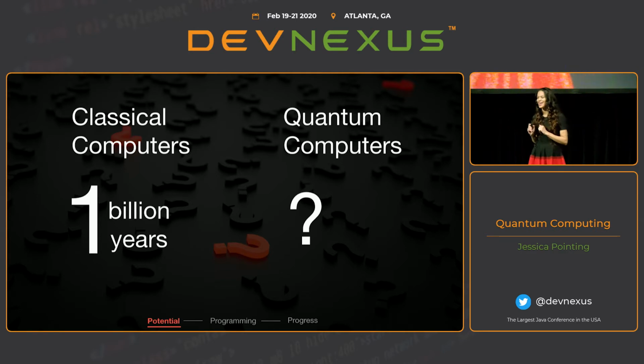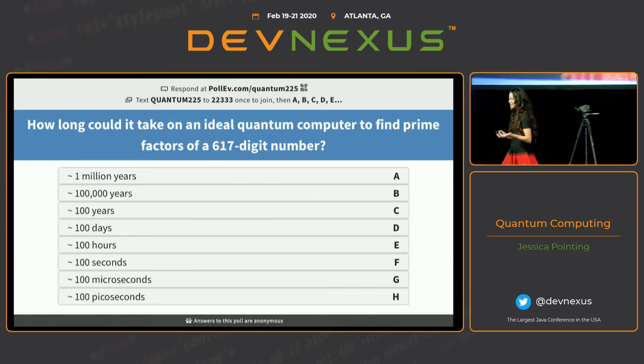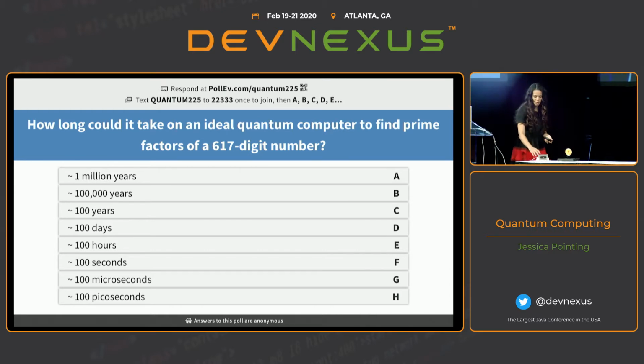How long do you think it could take? And I actually have a poll. I want to see what you guys think. So you can go to polev.com/quantum225 and enter in your response for how long you think it could take on a quantum computer to factor a 617-digit number. I'll give you guys a few seconds.